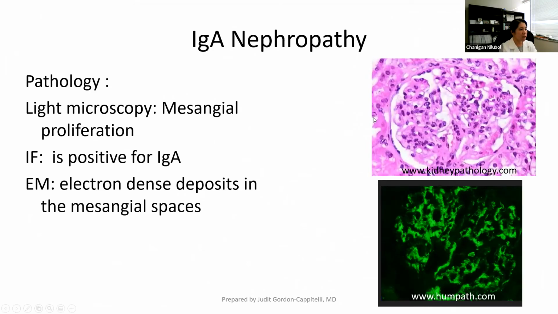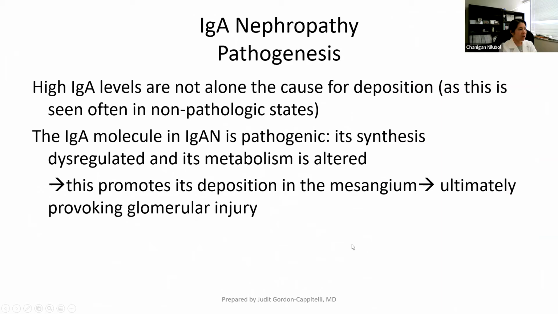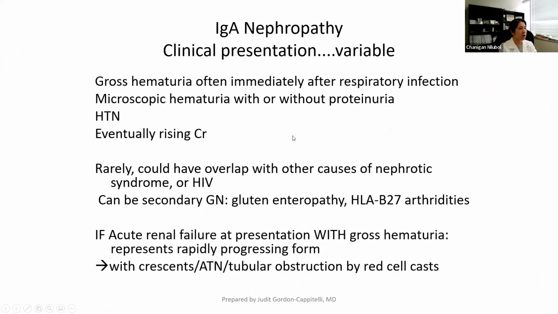In light microscopy, you might only see mild mesangial proliferation, and then the final diagnosis is often made by immunofluorescence, which is stained for IgA. And on the EM, you might see electron dense deposits in the mesangial space. So again, they can present with gross hematuria or microscopic hematuria, with or without proteinuria or hypertension, and some of them might have abnormal creatinine.